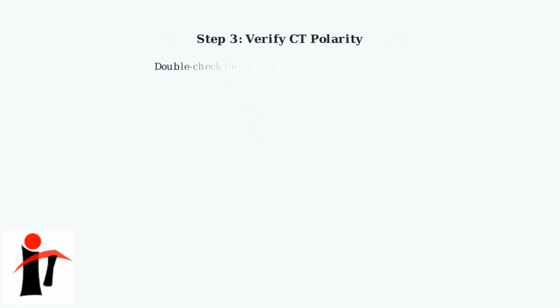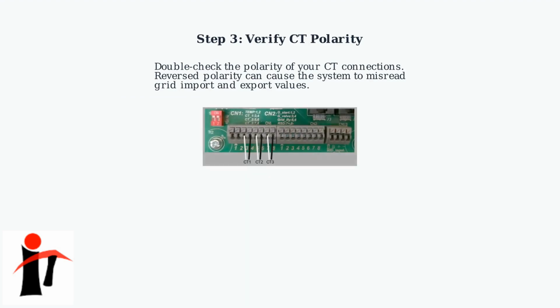Third, carefully verify the polarity of your CT connections. Polarity refers to the correct orientation of the CT wires in the connector. If the polarity is reversed, it can cause the Tesla system to display incorrect grid usage readings, showing import when you should be exporting or vice versa.